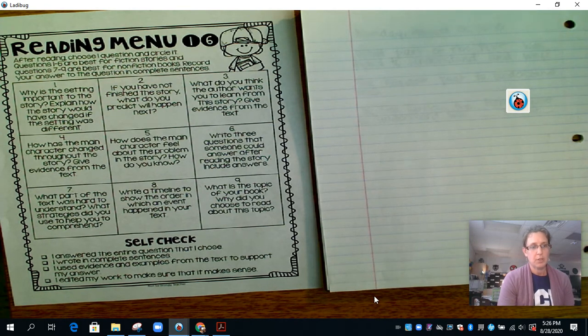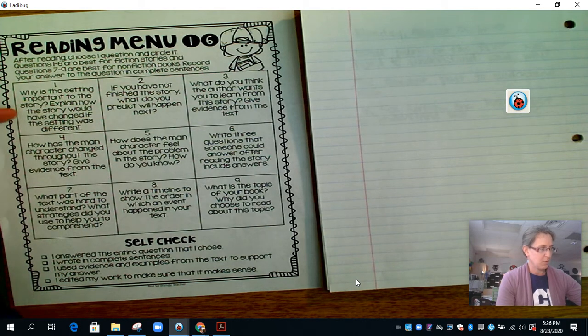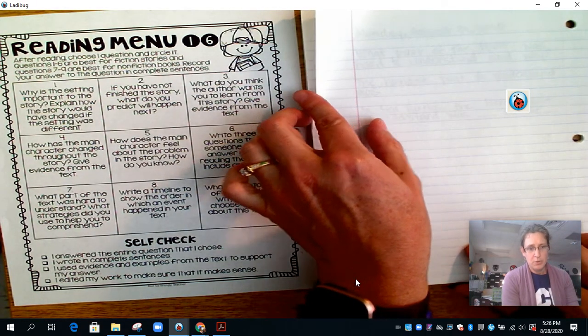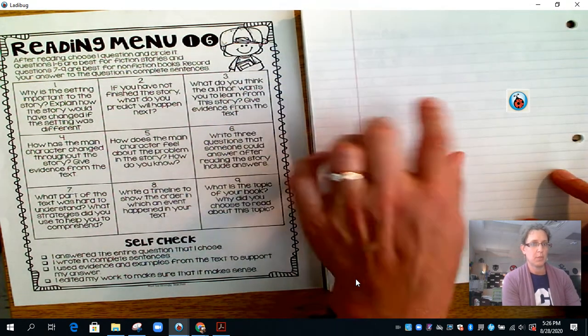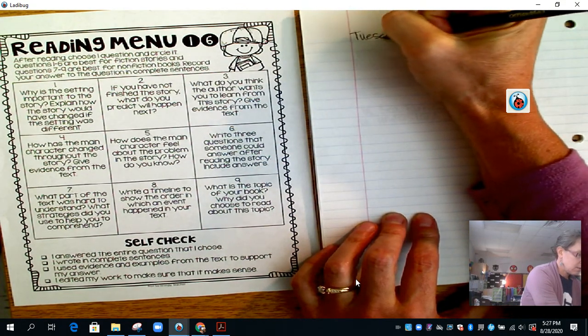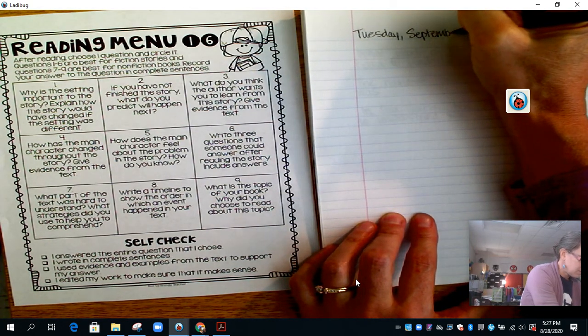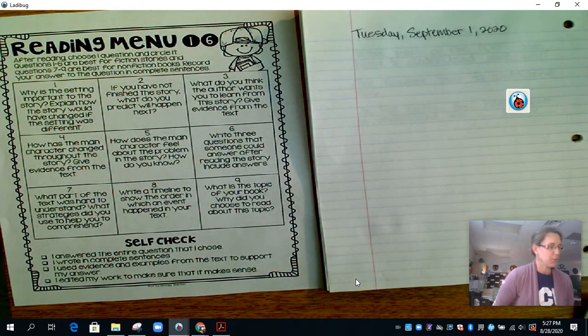So today we're going to look at the fiction questions that go along with our reading response menu. So questions 1 through 6, we're not going to do all of them today, but I do want to look at just one. So again, this is going to serve as your journal entry for today. If you'll notice, I have Monday in my journal, so I'm turning just the one page, keep it on the left side, and we get to write Tuesday, September, can you believe it's September? September 1st, 2020.